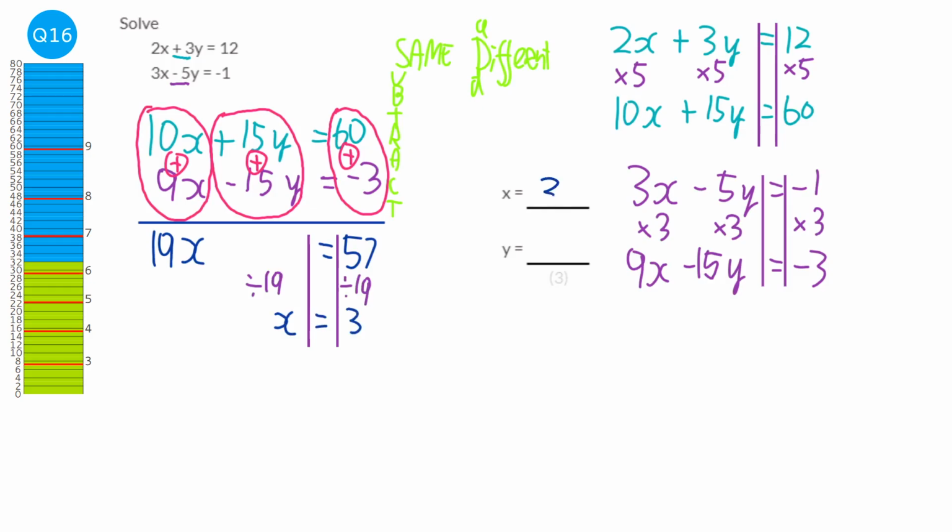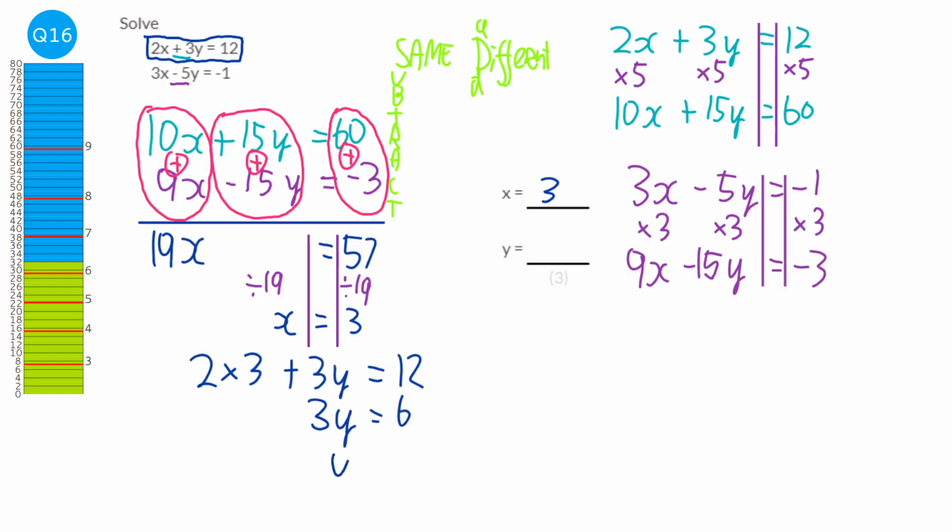But that's only half the question. We need to find out what y is. So we're going to substitute that into the very first equation we've got. And so we're going to do 2 times the 3 that we've just found, plus 3y equals 12. 2 times 3 is 6, so take away 6 both sides, and we get 3y equals 6. Divide by 3 both sides, and we get y equals 2. And we can substitute those into the second equation to find out whether it equals -1, which it does.